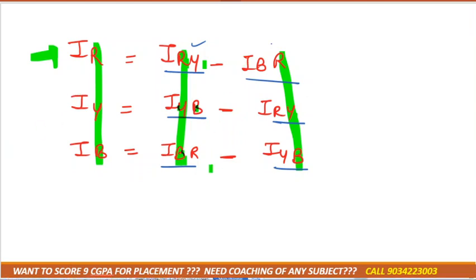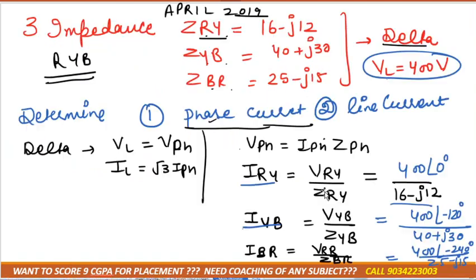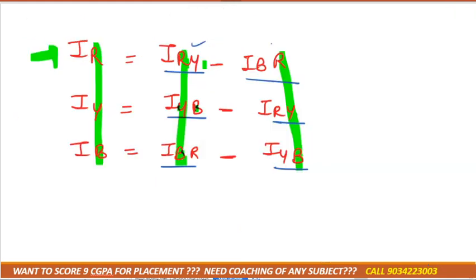And just simply put down the values of the phase current. But the phase current we will get in the polar form, and for subtraction we need which form? Rectangular form. So you need to convert it, then you can subtract. Got it?